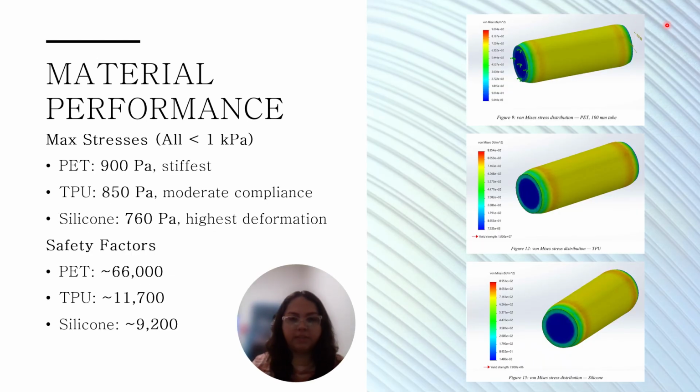So for the three materials' performances, all stresses were under 1 kilopascal, meaning none of the materials were anywhere near yielding point. PET is the stiffest and barely moves. TPU was a little bit more flexible but still has a massive safety factor. And silicone rubber deforms the most, which is not ideal for high pressure arteries. The safety factors help us evaluate how long the durability is. And here all three materials exceed the required strength, but there's more to analyze than just thinking all of them work.